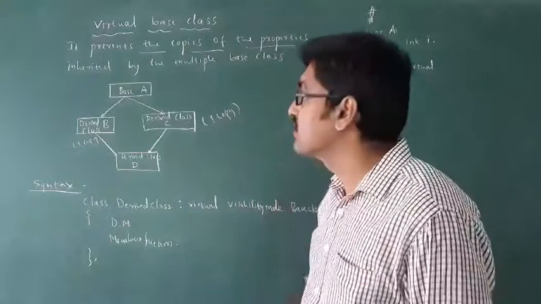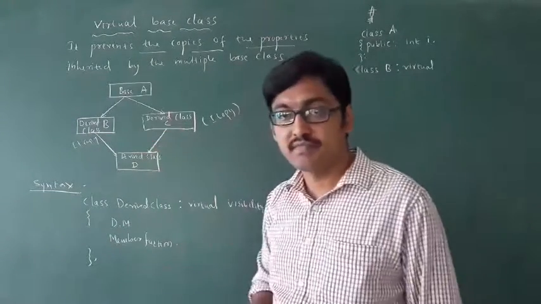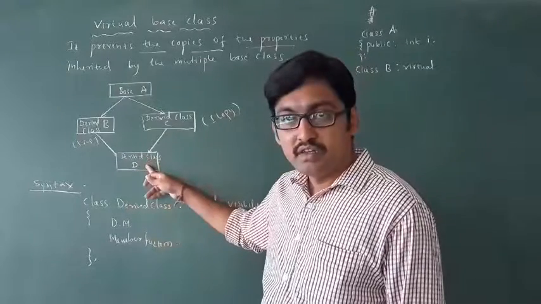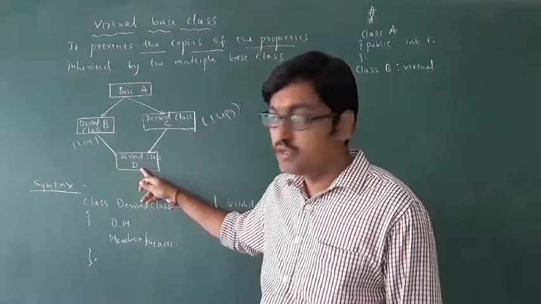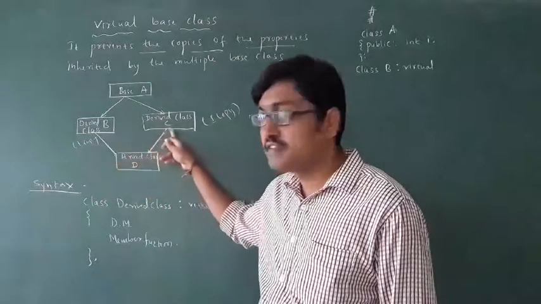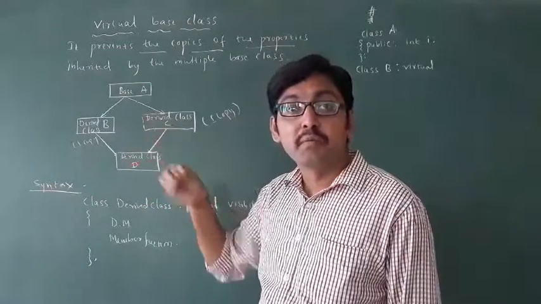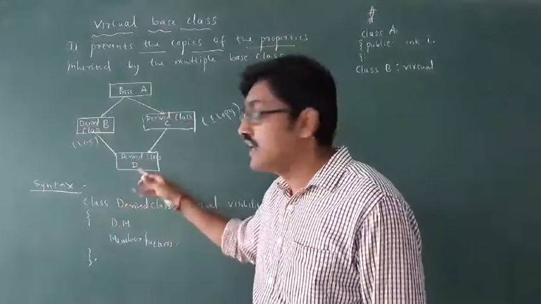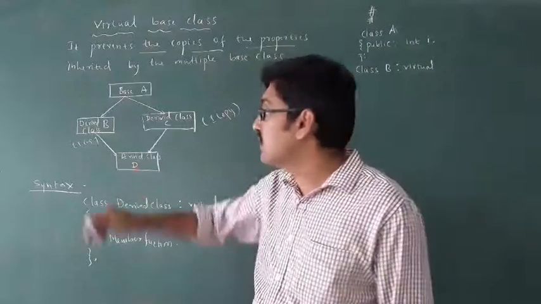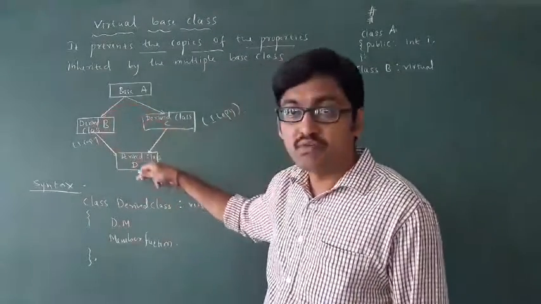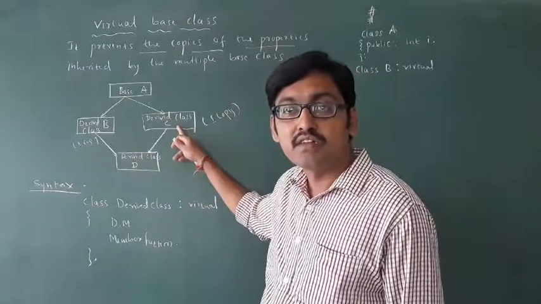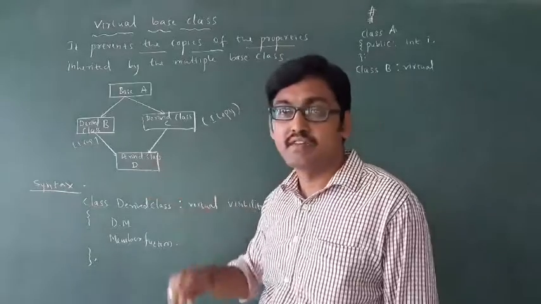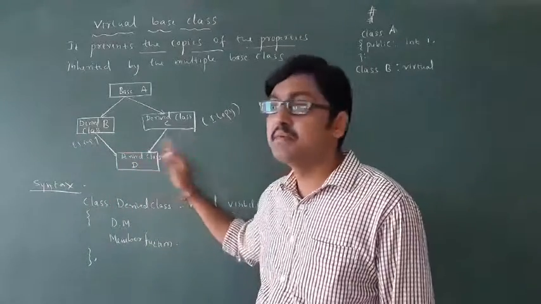For example, see multiple base classes. D is a derived class. What are the base classes of D? B and C are the base classes of D. B's properties come to D, and C's properties come to D. The properties of both come to D.